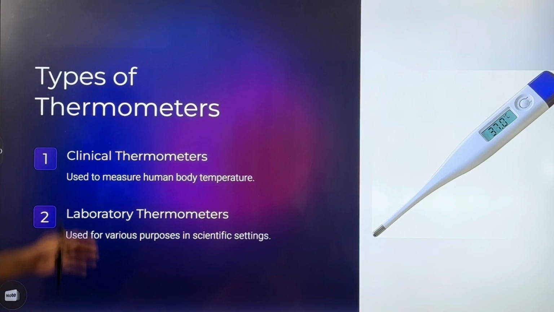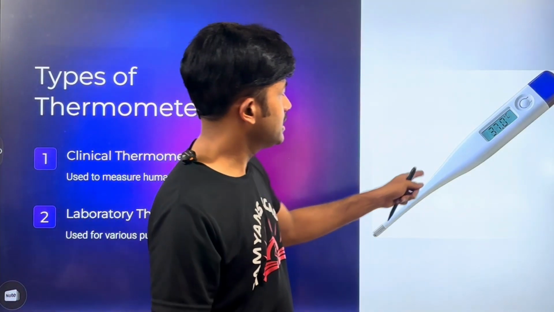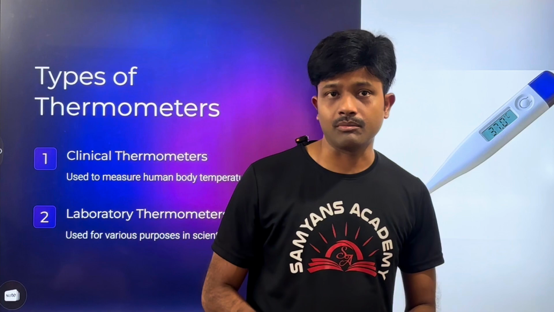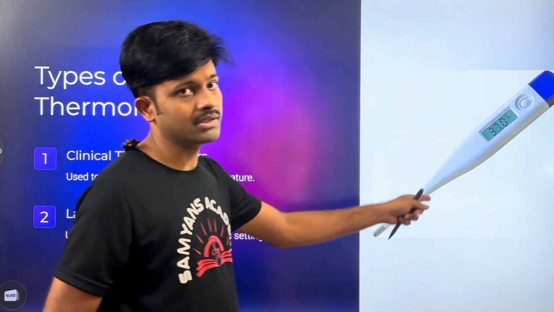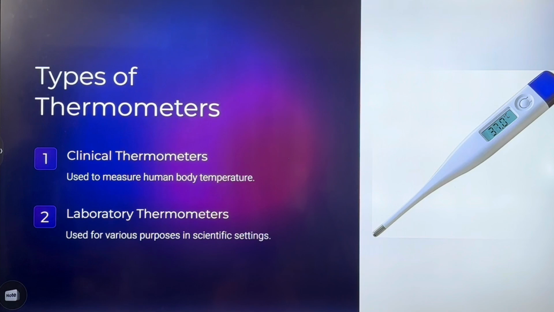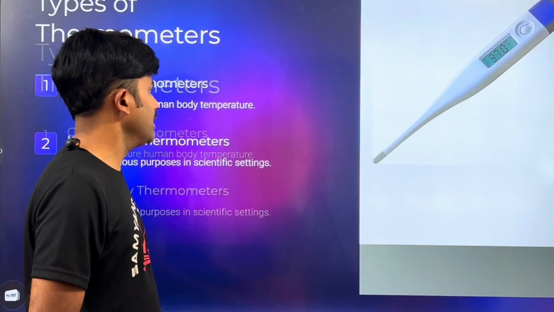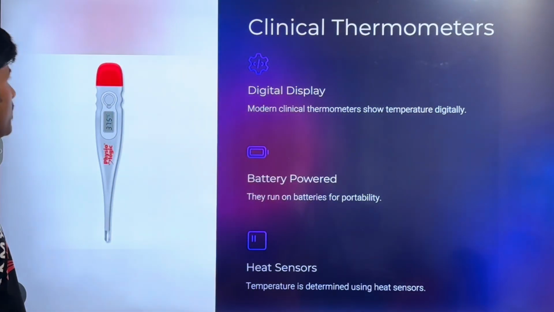Yes or no? Now, types of thermometer. Here we have two types of thermometer, and this one looks like a clinical thermometer. By using this thermometer, we can measure the body temperature. We use it to measure human body temperature. And the laboratory thermometer is used for various purposes in scientific settings.